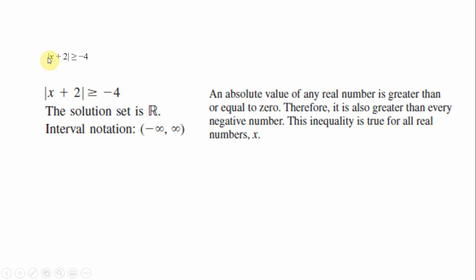What about this? Absolute value of x plus 2 greater than or equal to negative 4. Well, the absolute value is always greater than or equal to 0. So it doesn't matter, anything in here is going to be bigger than a negative number. So the solution set is all of R. No matter what x we put in there, the smallest is going to be 0, where the absolute value of 2 is bigger than or equal to negative 4, and then all the other numbers are going to be bigger than that. If this was negative 2, that's going to be 0, and even 0 is going to be bigger than or equal to negative 4.